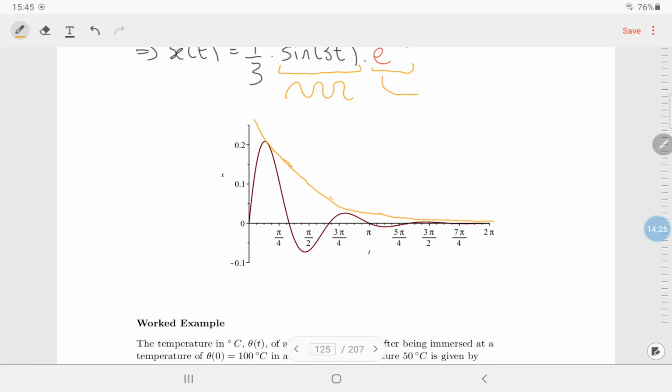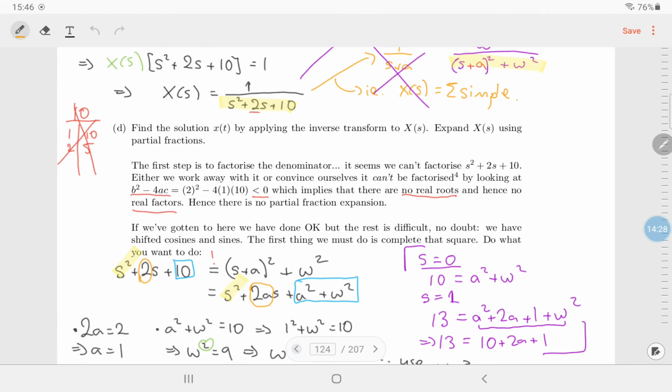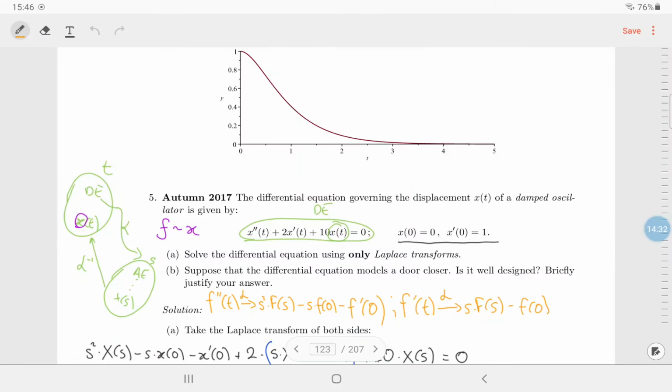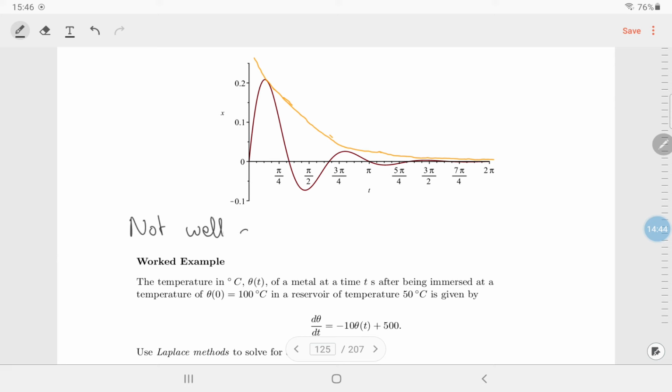Something like that. Okay. Is there any question about door closers here? Suppose that the differential equation models a door closer. Is it well designed? No, because the door is slamming. So not well designed. Now you can say that the door slams, so there's a slamming here, or else you can just simply say it's underdamped.